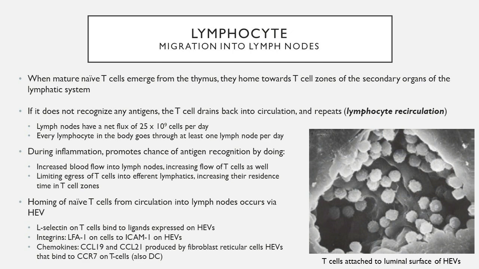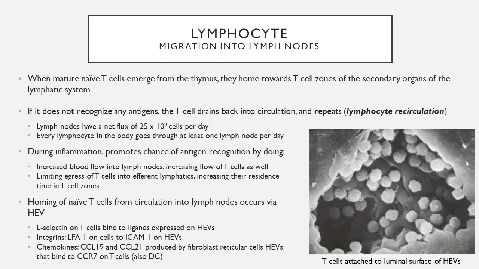And there are a few other processes that help promote this. So for instance, during inflammation, there's an increase of blood flow through the lymph nodes, which brings with it an increase of T cells as well. And then there's also a limiting of the egress of T cells from the lymphatic system. Okay, so that increases the amount of time T cells spend within the lymph nodes, and that increased residence time also increases the chances that a T cell is going to see its antigen.